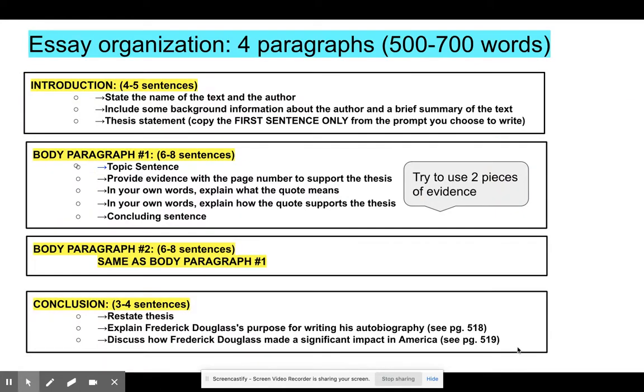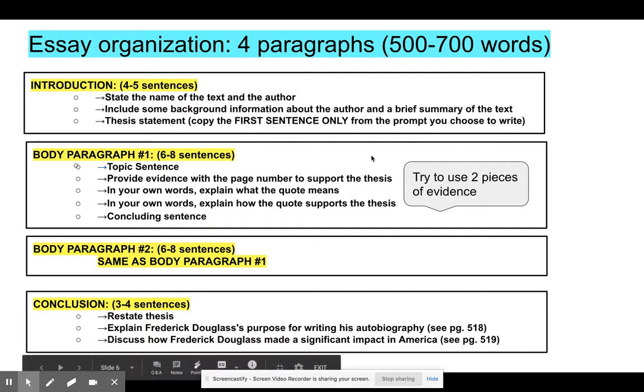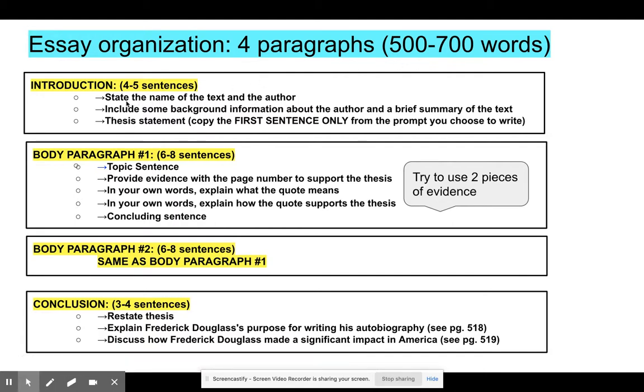Okay, those were the 3 prompts. Again, choose one of the 3. And here is how you will organize your essay, no matter which prompt you choose. It will be 4 paragraphs, about 500 to 700 words. In your introduction, first start off by stating the name of the text and the author. Make sure you spell that correctly. Include some background information about the author and a brief summary of the text.